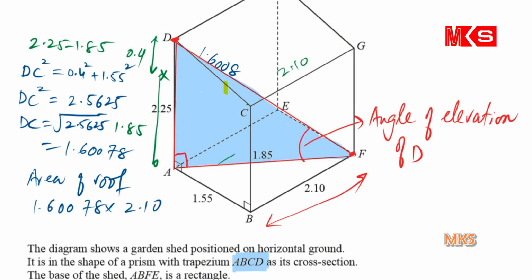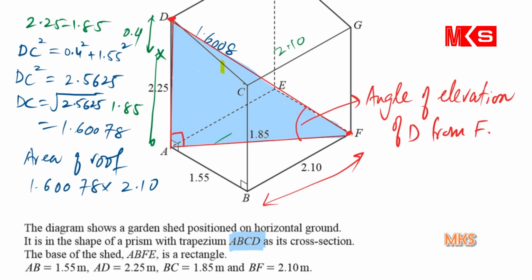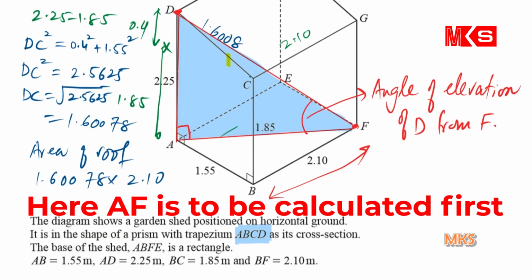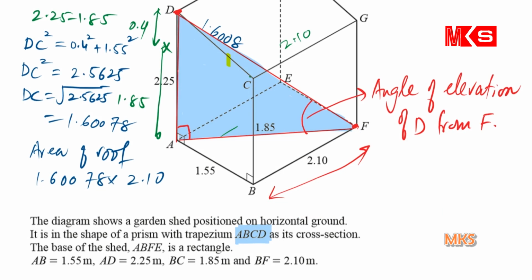of D from F. Here you can see this is a right angle triangle because FA is horizontal and DA is vertical, and of the two sides we have here, one of them is adjacent to the angle, the other is opposite to the angle. Opposite over adjacent is the tan. So in triangle AFD, which is a right angle triangle, we have only one side, which is 2.25.